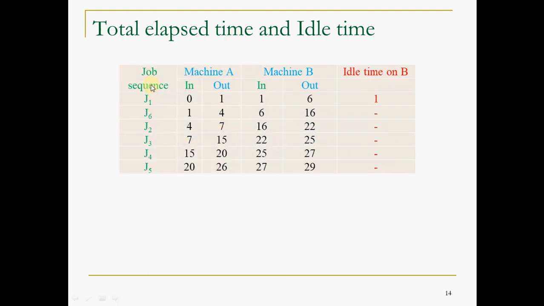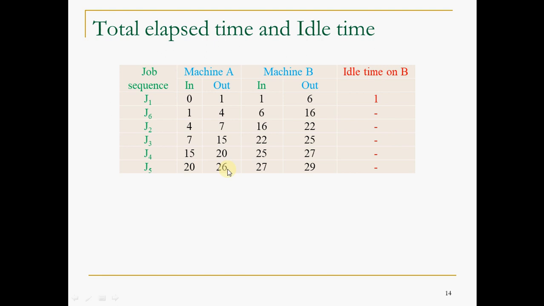And always, first you fill the sequence, you fill the data or the columns pertaining to machine A, in and out, 0 and 1. This will become the in time for this, plus 3. I am not assuming anything; I am taking this from job 6, that is the processing time of job 6 on machine A, which is 3, so 1 plus 3. This will repeat. You have to keep on adding. The gap between this and this is the processing time of this particular job on this machine, nothing else.